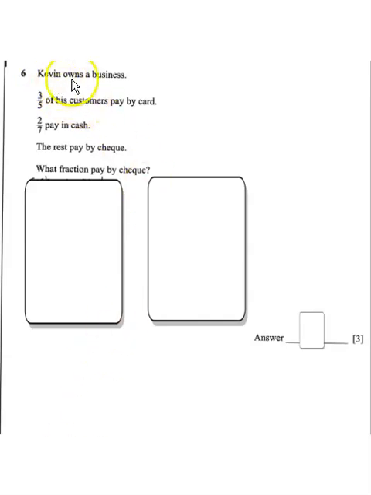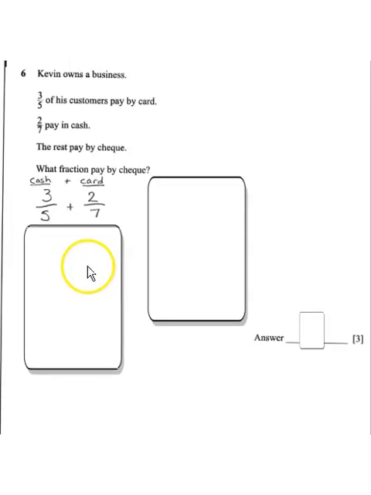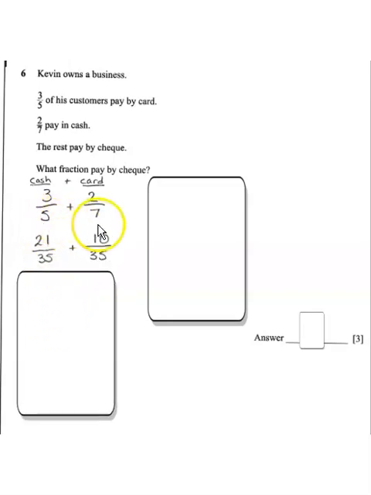This one says Kevin owns a business. 3/5 of his customers pay by card. 2/7 pay by cash. The rest pay by cheque. What fraction pay by cheque? First of all, we want to find the total paying by card and cash. So cash plus card is 3/5 plus 2/7. As it's a non-calculator paper, you would have to know how to add your fractions up. So we have to get a common denominator. When we get common denominators, this affects the numerator, or the top part of the fraction. The first fraction here is multiplied by 7.